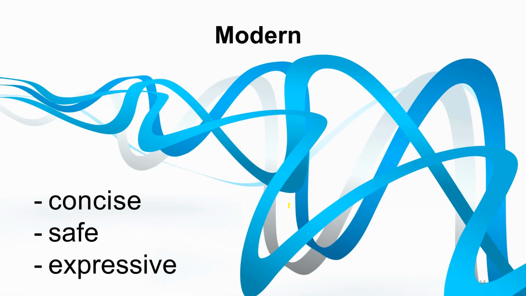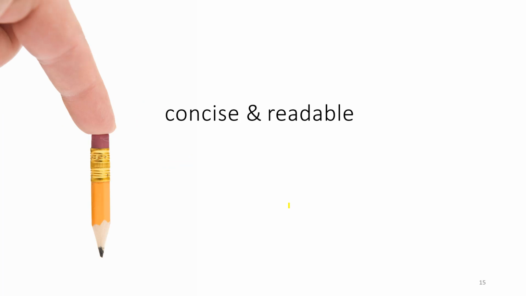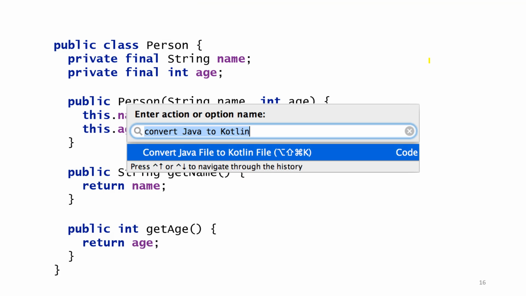So the best features of other programming languages are included in Kotlin. Just as I have said, Kotlin is concise and readable. You write small code, and with the small code, Kotlin gives you more functionality, more power, and it is easier to interpret and read. So here is an example.